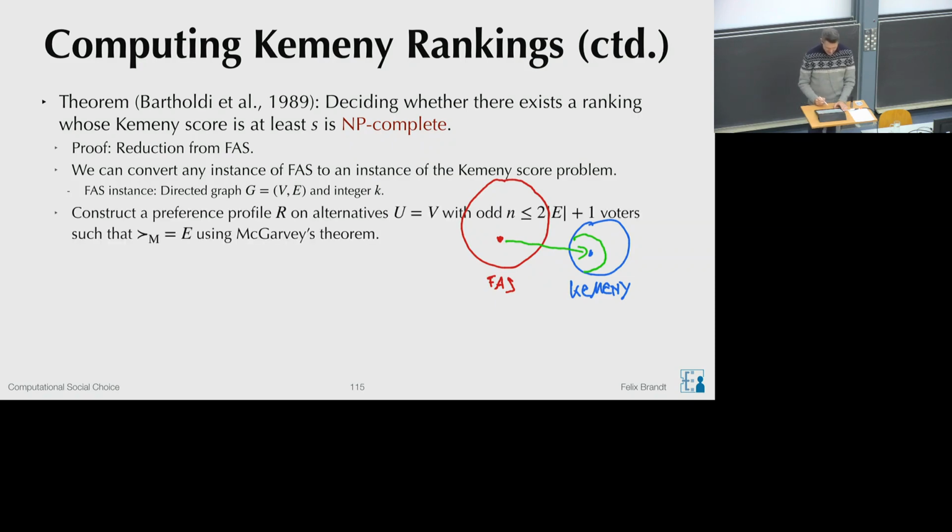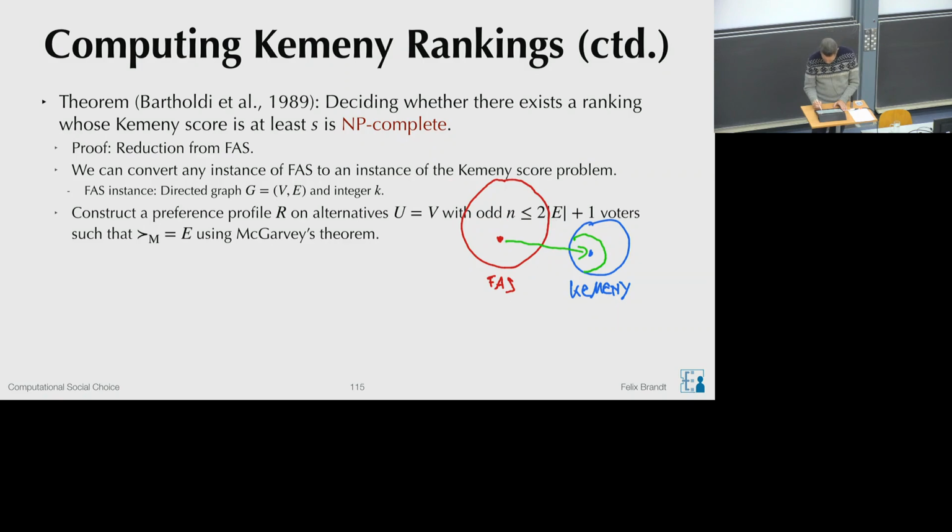And now this is where we use McGarvey's theorem, because an instance of this Kemeny problem takes as input a preference profile and a number s, which is the score of the ranking that we want to look at. Okay, so that means we first need to convert this graph into a preference profile. And this we can do using McGarvey's theorem. So we construct a preference profile on the alternatives. We here take the version with an odd number of voters. So we could also take another one. I think this is the simplest one.